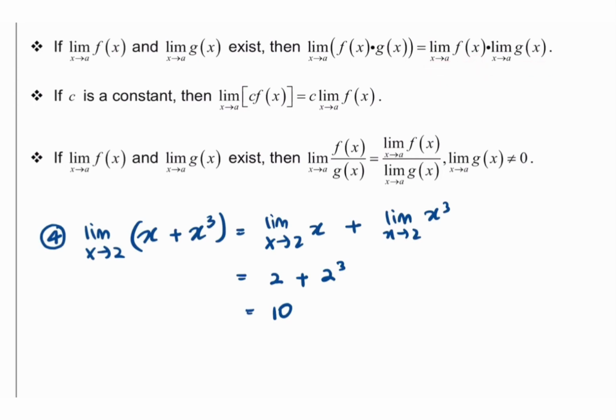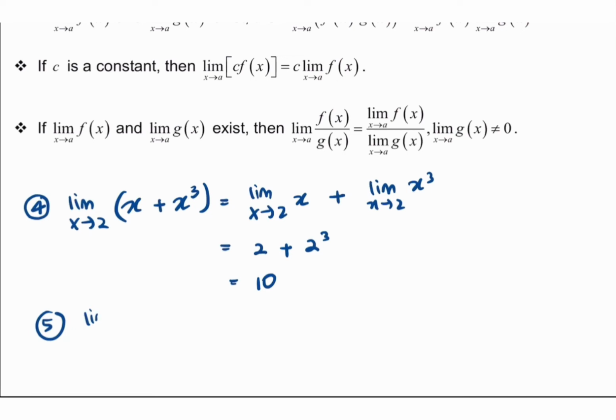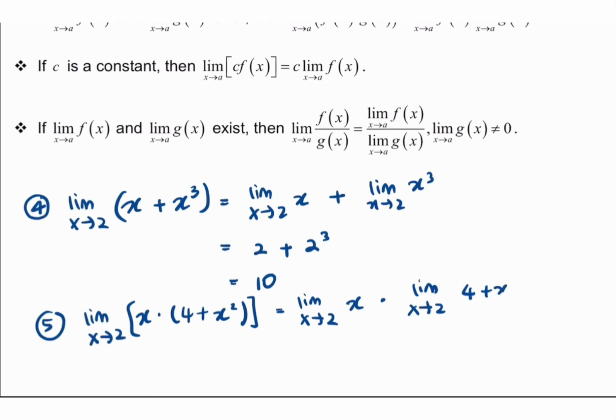Okay, for example, so let's say saya ada limit when x approaching to 2 x times (4 plus x squared). Okay, so x times (4 plus x squared). Okay, so saya nak cari ini limit x times (4 plus x squared) as x approaching to 2. Jadi apa yang kita boleh buat? So kita boleh asingkan mereka. So dia akan jadi macam ni, limit when x approaching to 2 x times limit when x approaching to 2 of 4 plus x squared.